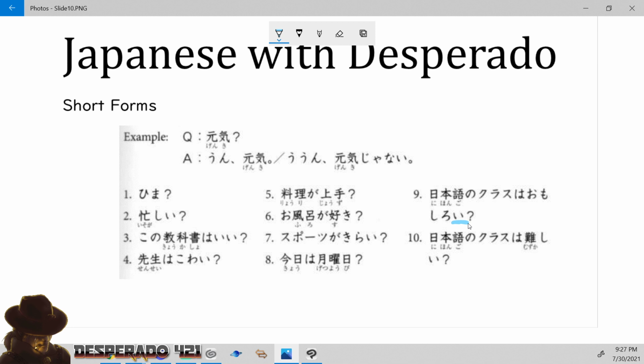That would just be omoshiroi janai. This is an E adjective. Omoshiro kunai. Oh, wait, konai. It's ku, right? Yeah. Omoshiro kunai. Okay. And Lavitz, why don't you do number 10 then?